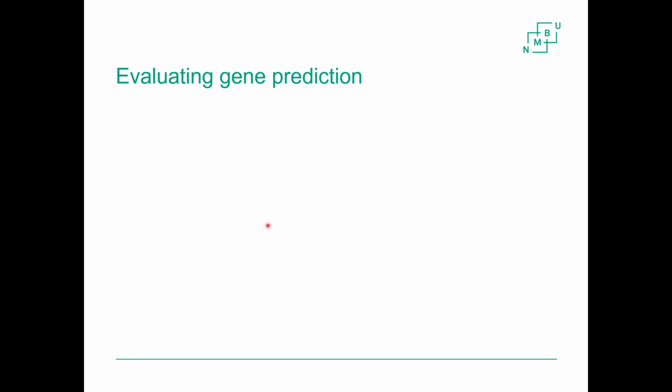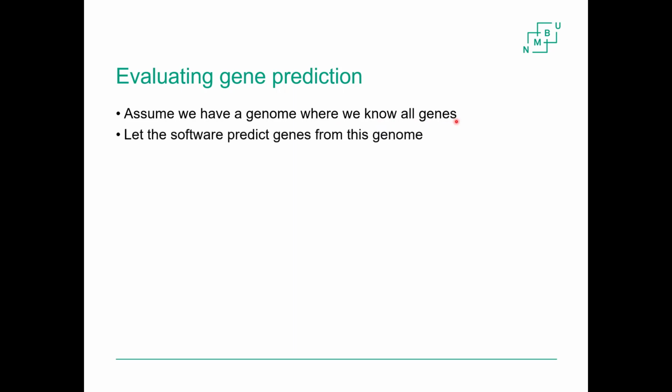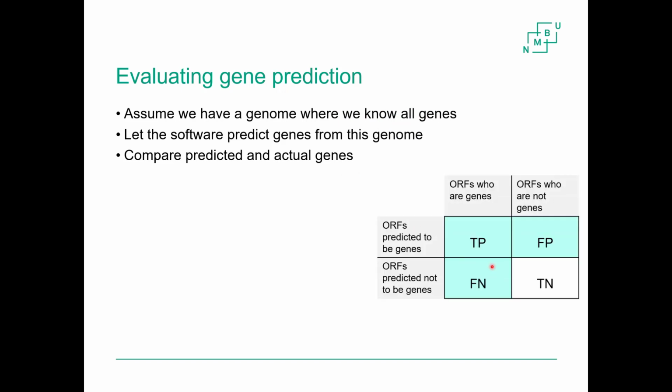Let's end this by saying a few words about evaluating gene prediction. So assume that we have a genome where we actually know all the genes, and we don't need to do any prediction, we have them already. But then we pretend that we don't have them, right? And we use the software to predict the genes using the genome and we hide away this information about knowing all the genes. And then once we have the predictions, we compare them to the actual genes. So then we sort of bring this information forward again. And this way we can actually evaluate.